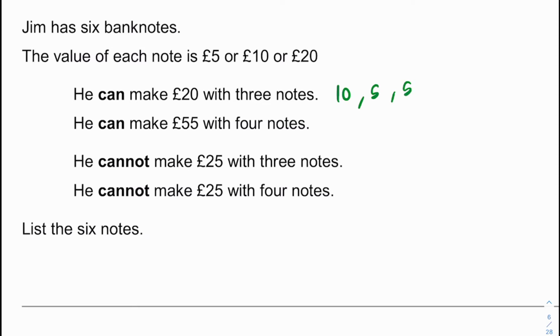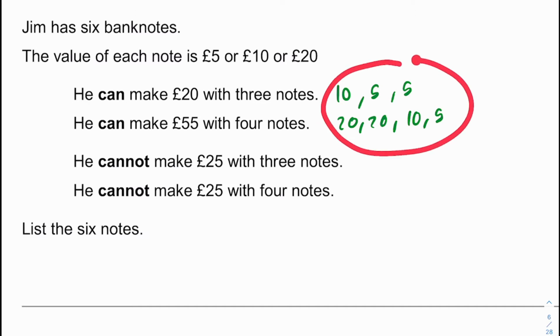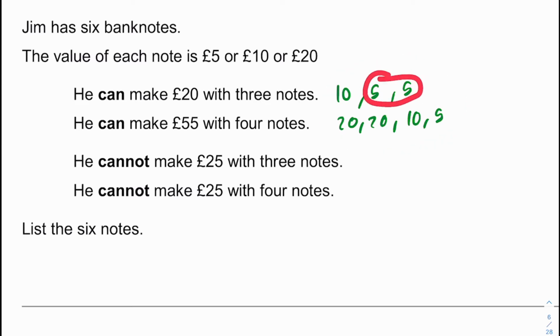The second statement says he can make £55 with 4 notes. So again, the only way this is possible is to have a 20, a 20, a 10, and a 5. There's no other way of doing that. Okay, so if we just consider these 7 values here, what's the highest amount that each of these occurs in each line?